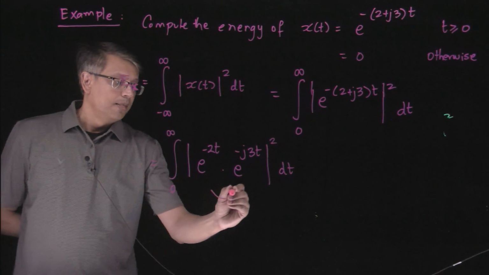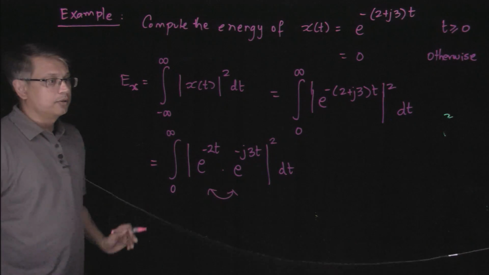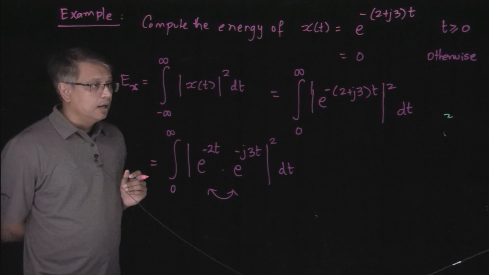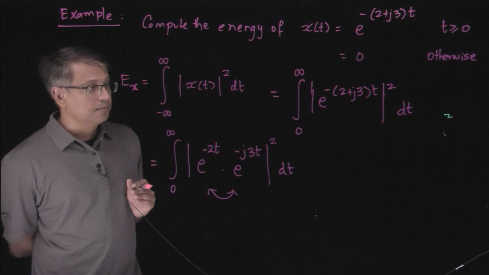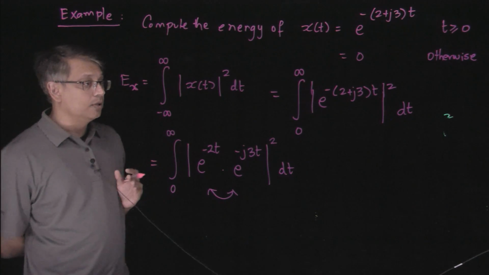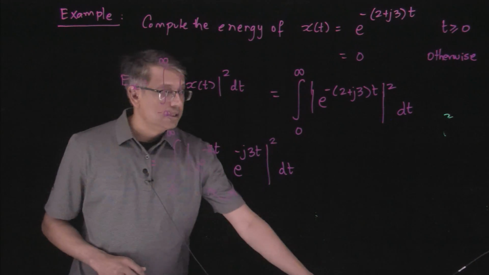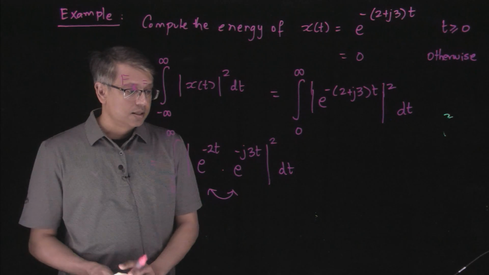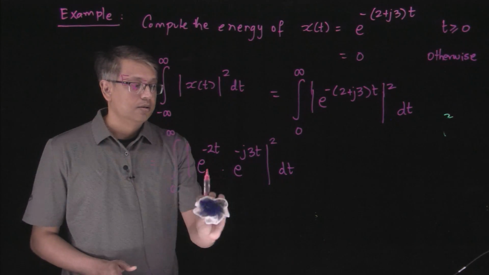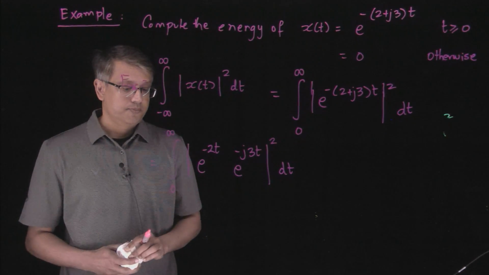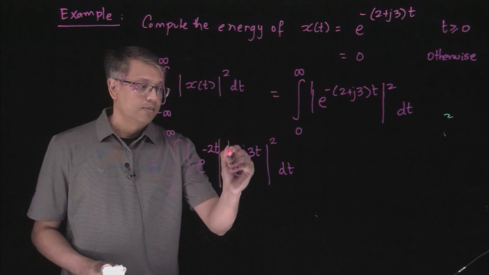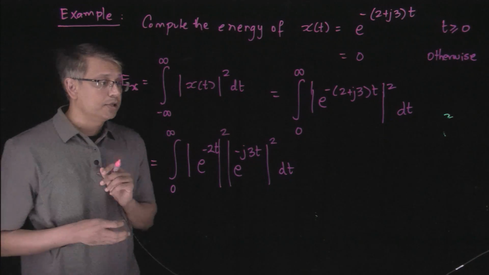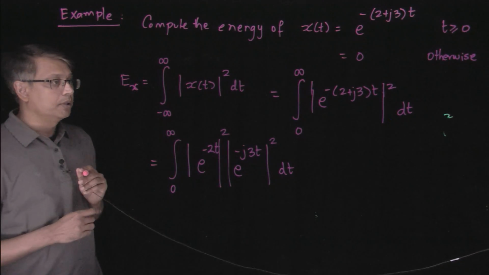And notice that we have the product of two complex numbers here for any given t, and then we're taking the magnitude of that complex number and squaring it. So the magnitude of the product of two complex numbers is indeed the product of the magnitudes, and so we can write this as the square of the magnitude of the first part times the square of the magnitude of the second part.